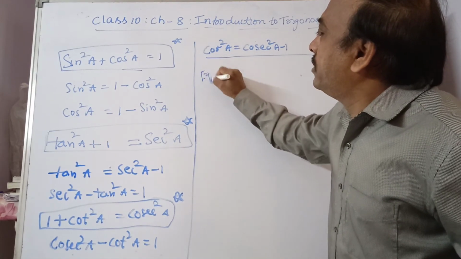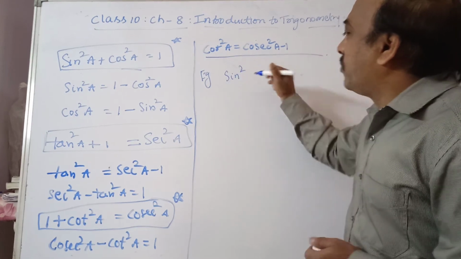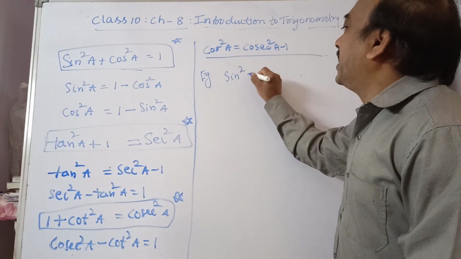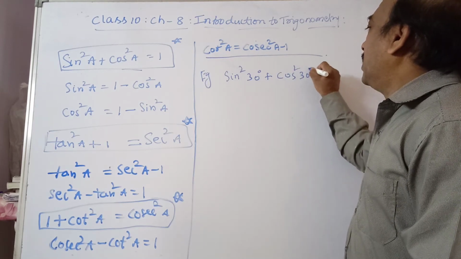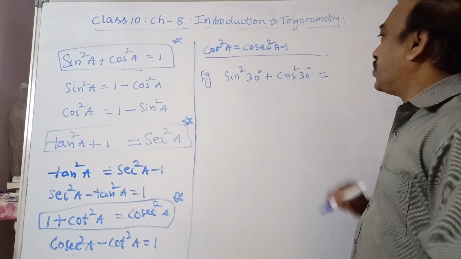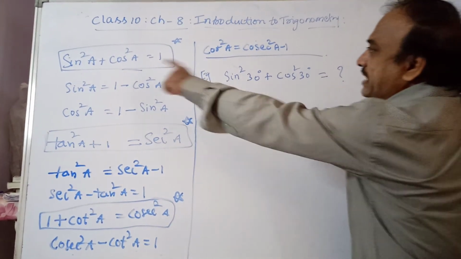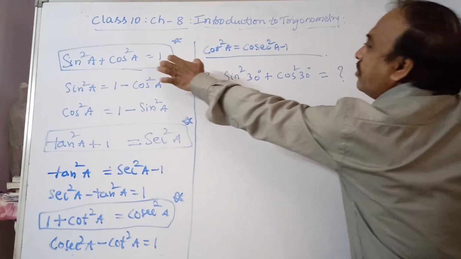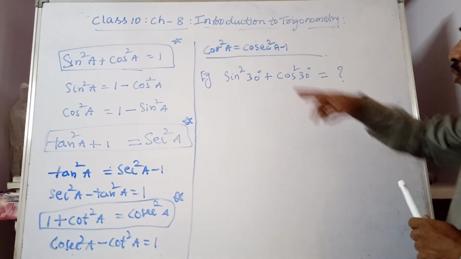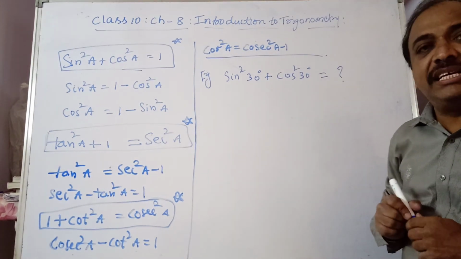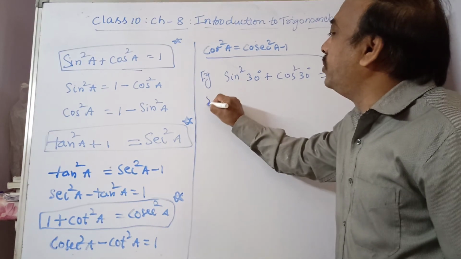Example. Suppose sin square 30 degrees plus cos square 30 degrees is equal to what? You see the angle is the same in both places, and sin square A plus cos square A is equal to 1. So A is 30 degrees. What is the sin 30 value? That is 1 by 2.